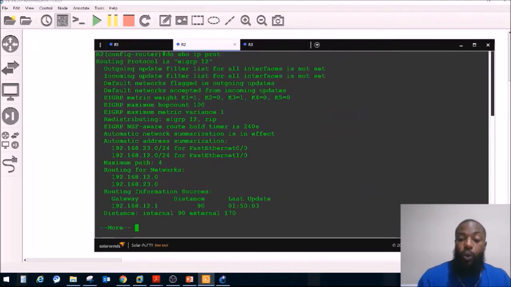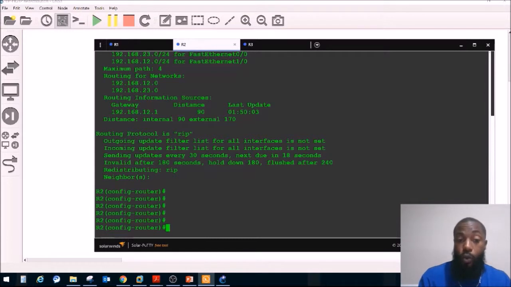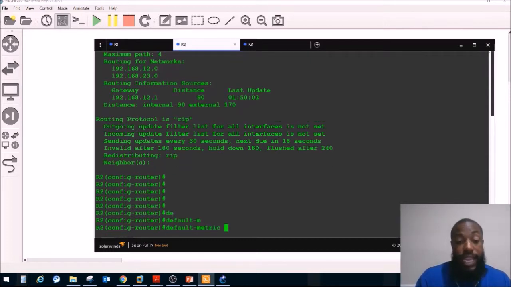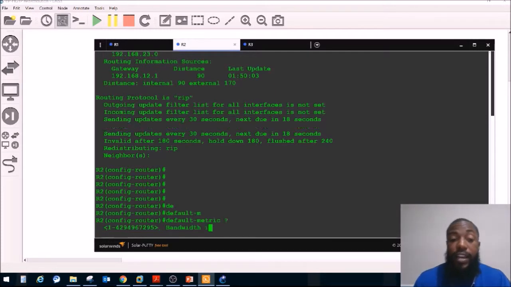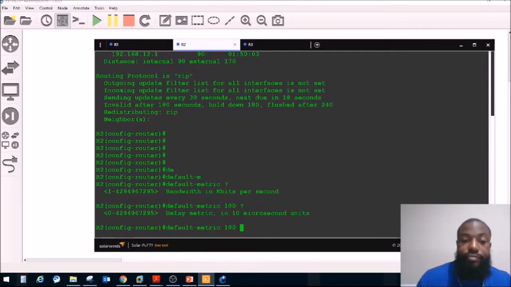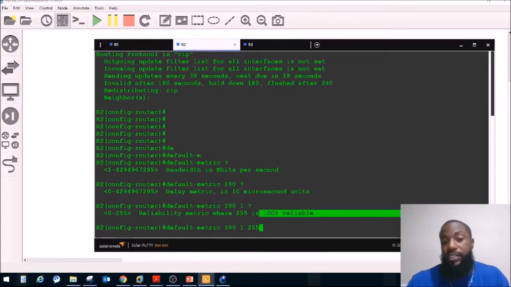Let's go back to router 2. We need to define the seed metric for RIP actually. So since we're in router EIGRP, we need to define a seed metric for this. Default metric. Now for EIGRP, there are 5 metrics you've got to define. In this case, we're going to do bandwidth. Let's do 100. The delay metric, let's just do 1. We need to do reliability where the value is going to be 0 to 255. Let's just do 255 to make sure it's 100% reliable, as you can see right here.